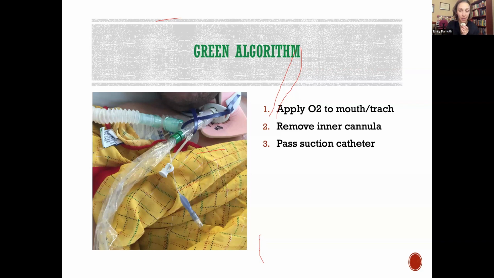So now what's the next step? Deflate the cuff. Very good. So you want to deflate that cuff and make sure you're not malpositioned. So you reposition the trach, reinflate that cuff, and you do that. You're putting air in. It doesn't seem to be getting better. Now what? Remove the cannula. Very good.